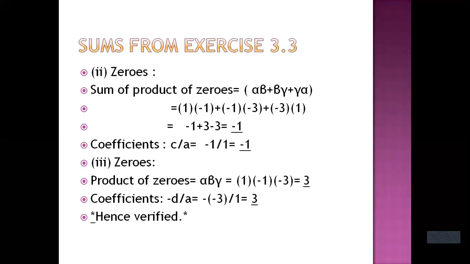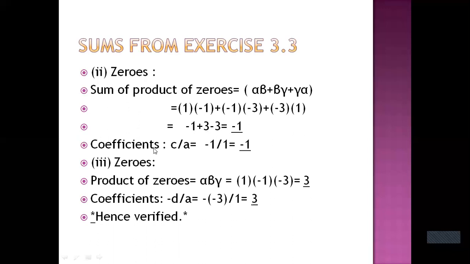Alpha 1, beta minus 1. So alpha into beta, that means 1 into minus 1, plus beta gamma, minus 1 into minus 3, plus gamma alpha, that is minus 3 into 1. So when you multiply 1 into minus 1, it is minus 1, and minus 1 into minus 3 will be plus 3, and minus 3 into 1 is minus 3. Plus 3 minus 3 are cancelled, so leftover is minus 1.